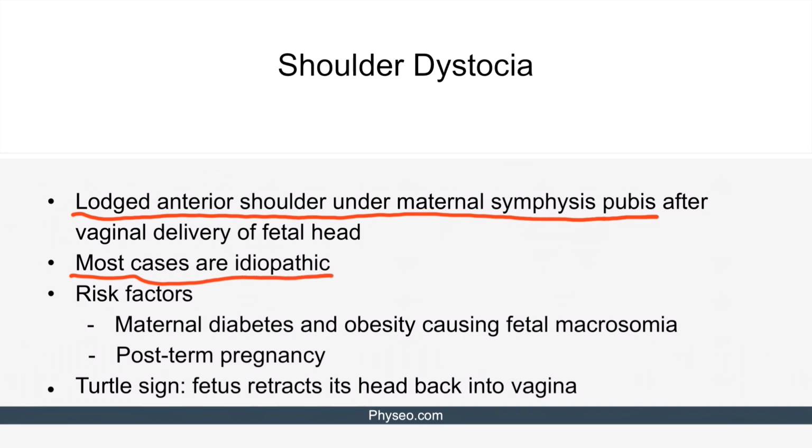Most cases of shoulder dystocia are idiopathic. However, it can be related to maternal diabetes and obesity, causing fetal macrosomia. It can also be related to post-term pregnancy, which can also result in fetal macrosomia. Shoulder dystocia is commonly characterized by the turtle sign, and this is when the fetus retracts its head back into the vagina to relieve tension on its neck.